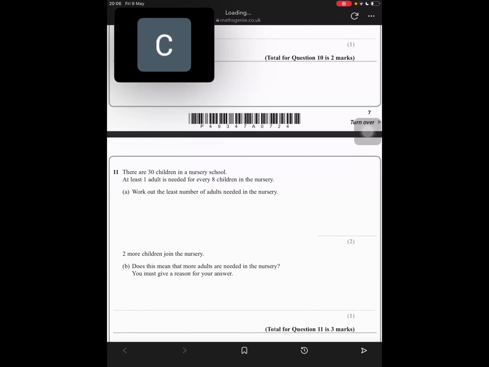So I'm showing you what it says. Two more children join the nursery. Does this mean more adults are needed? Obviously, no. Can you tell why? Can you tell why?